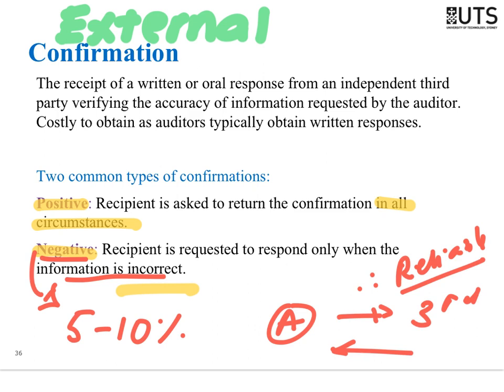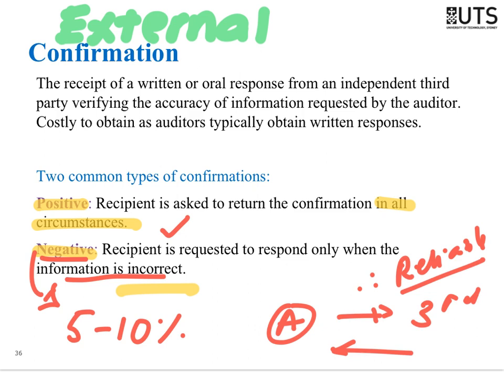So between negative and positive, you're more likely to use the positive one. But even then, that has limitations as well. Let me just say one quick story. If you send a confirmation to a customer and you say, hey customer, is it true that you owe the business $20,000? And the customer checks their records and they actually owe the business $10,000, are they going to come back and say something? Repeat it. We say to them, is it true that you owe the business $20,000? They check their records and they only owe $10,000. Are they going to come back and say something?